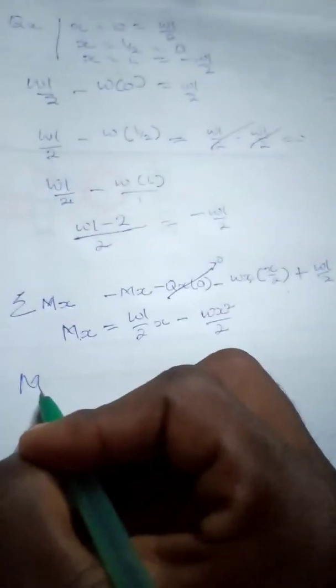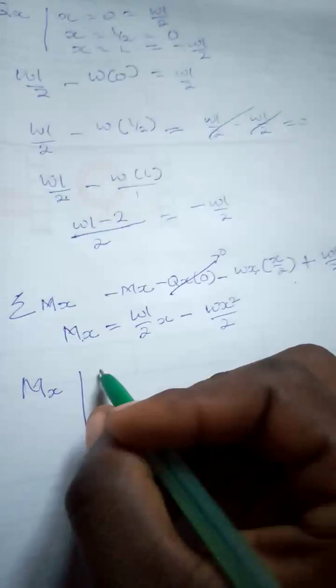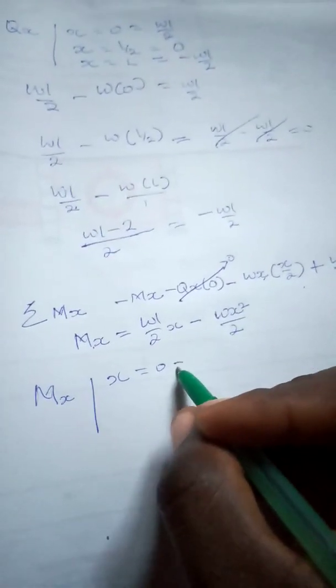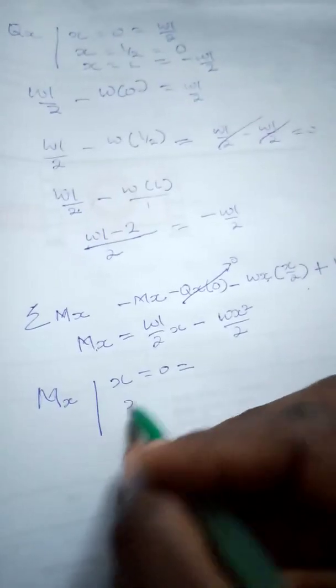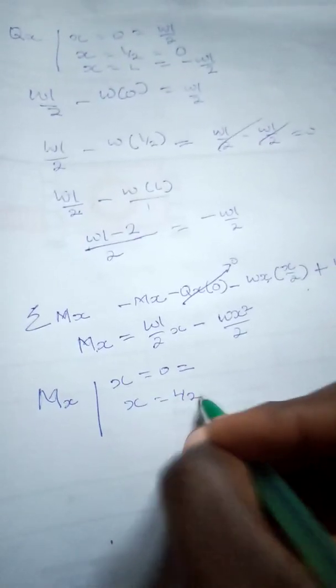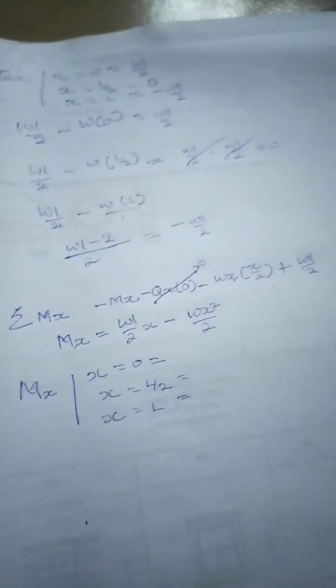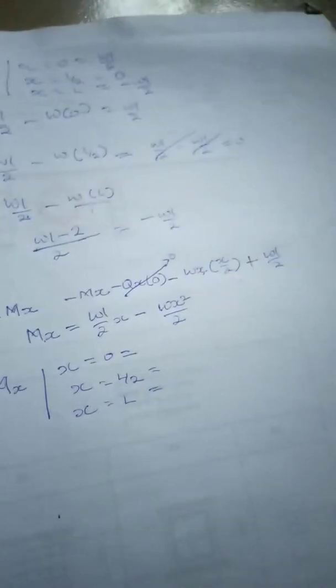So moment mx. Now when mx is equal to 0, we are going to have when x is equal to L over 2 and when x is equal to L. So we're actually going to check for this now. What are we going to have?